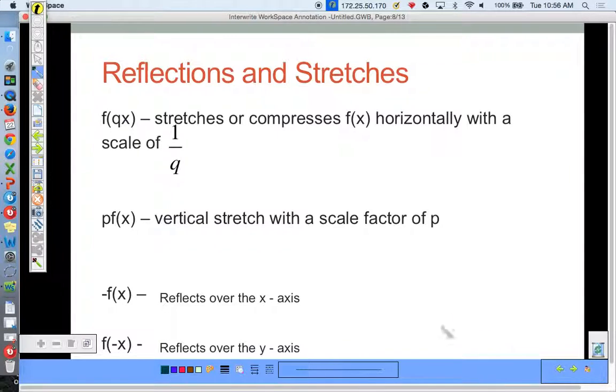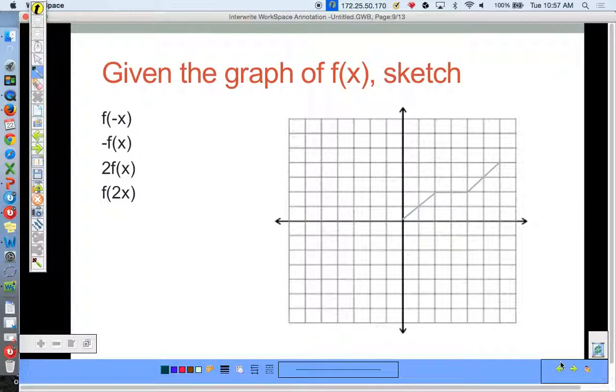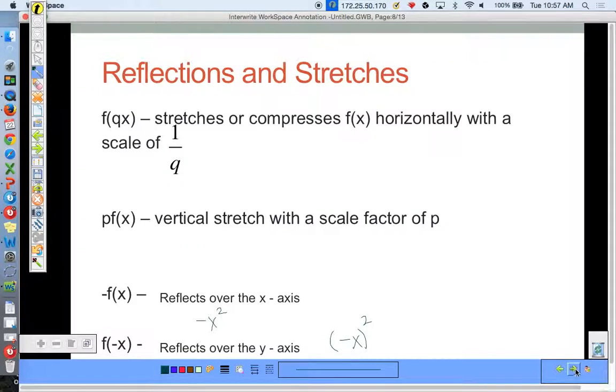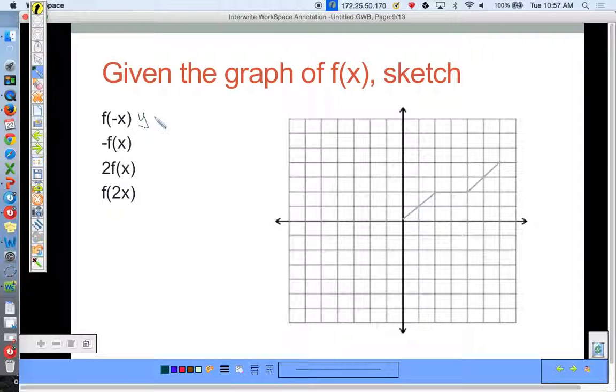And then if we have negative x squared, that's a reflection over the x-axis. But if we had negative x squared this way, that's a reflection over the y-axis. So we always have to watch, is that inside or outside the parentheses. So let's see if we can figure out some of these. That negative x, it's inside the parentheses, so that's a reflection over the y-axis. We could list things here.